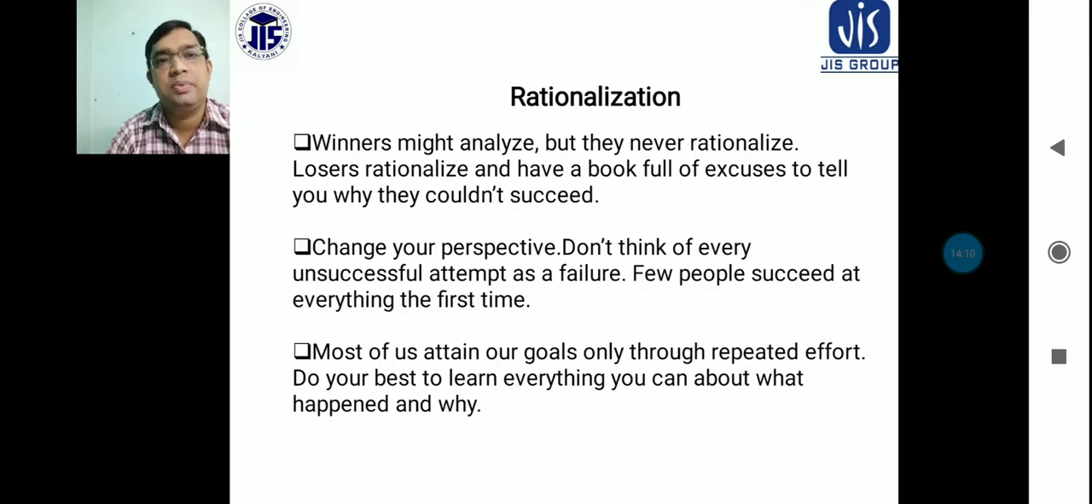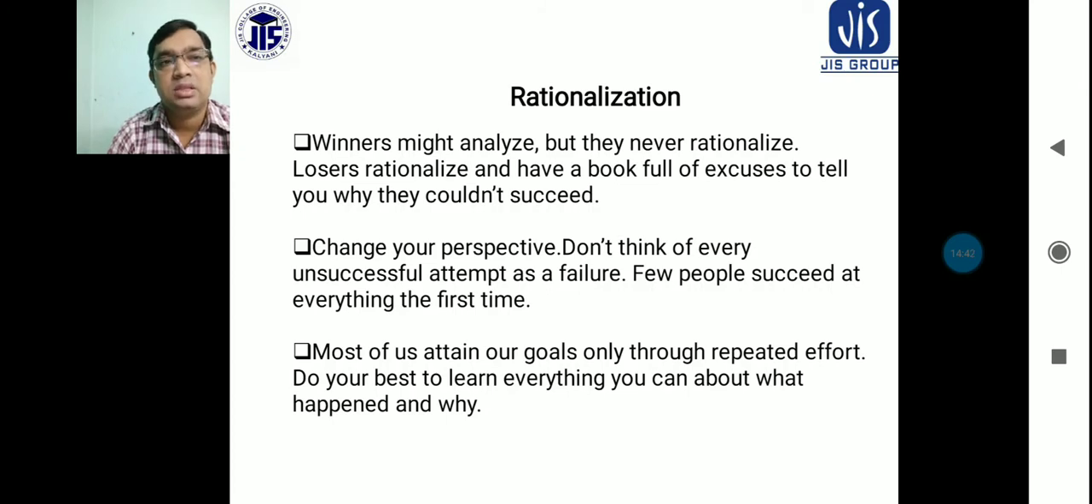Change your perspective. Don't think of every unsuccessful attempt as a failure. Sometimes we can see failure people who take a forward step, but it is considered unsuccessful, because each and every step he takes leads to the failure of his life. Or he doesn't think about every unsuccessful attempt as a failure.